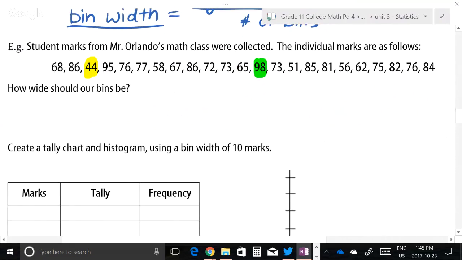Shh. These are actual numbers, but I've obfuscated them a little bit. And it's not your math class.